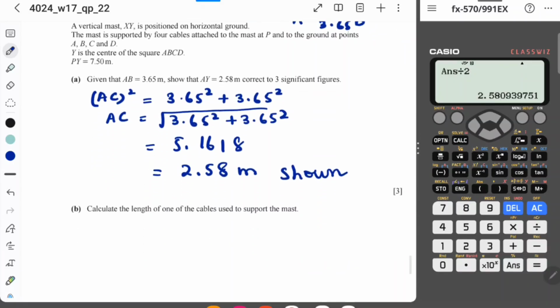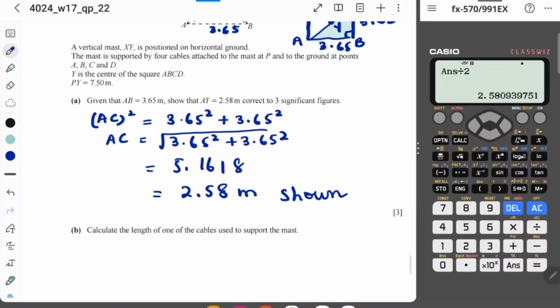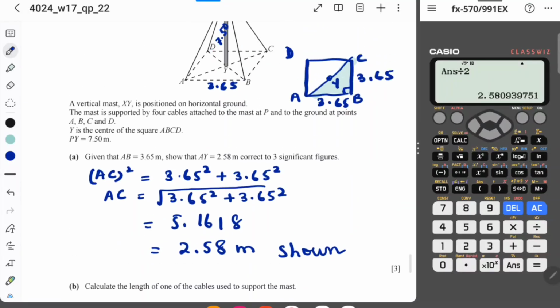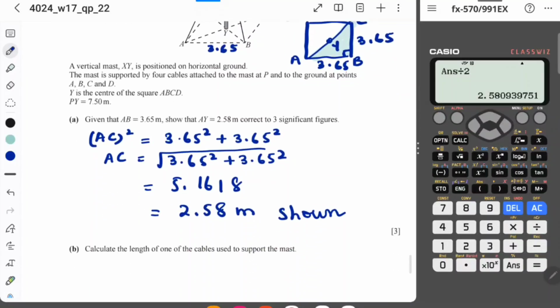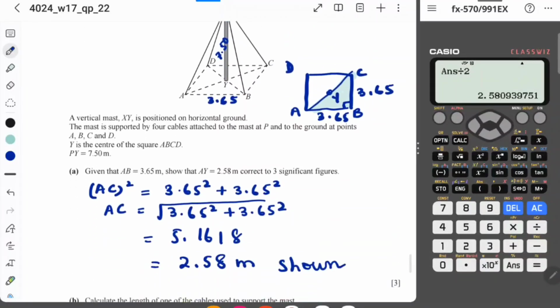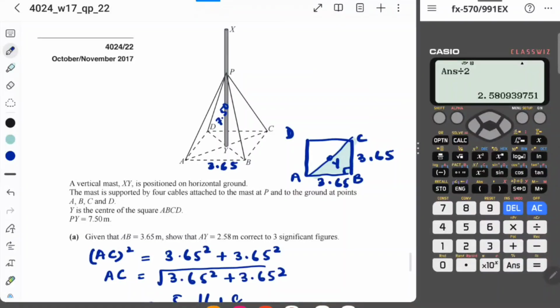Now the next part of the same question: calculate the length of one of the cables needed to support the mast. So for that, any supported cable length is required. We can take this portion and calculate the value of AP, where PY is 7.50 and AY we have already found, and we know that the 90 degree will be there. So easily we can find our answer.